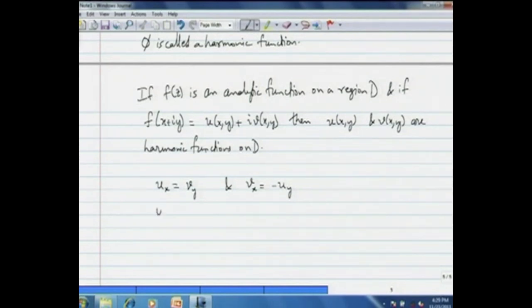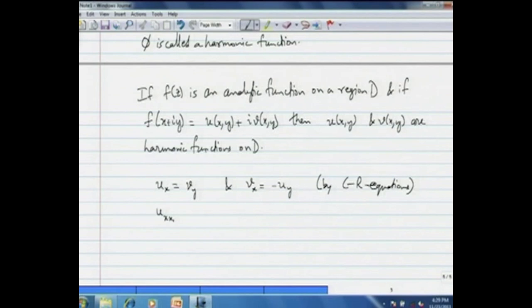So by CR equations, the partial of u with respect to x is equal to the partial of v with respect to y on all of the domain D, and likewise the other equation. I will differentiate partially with respect to x on both sides of this equation and get u xx is v yx. And for the other, I will differentiate partially with respect to y on the right hand side, and I get minus v xy.